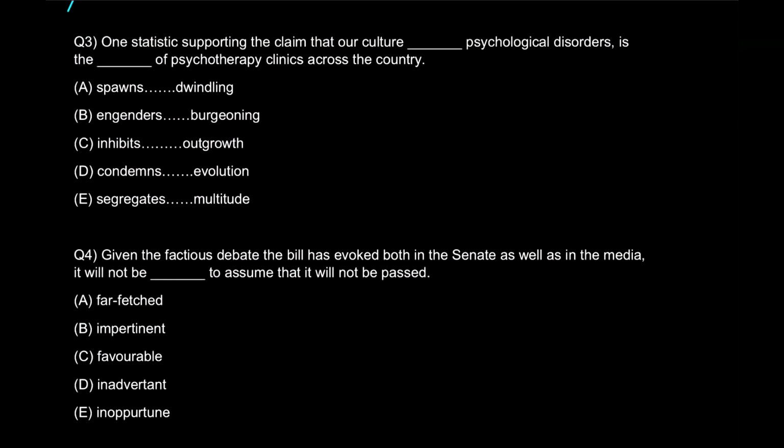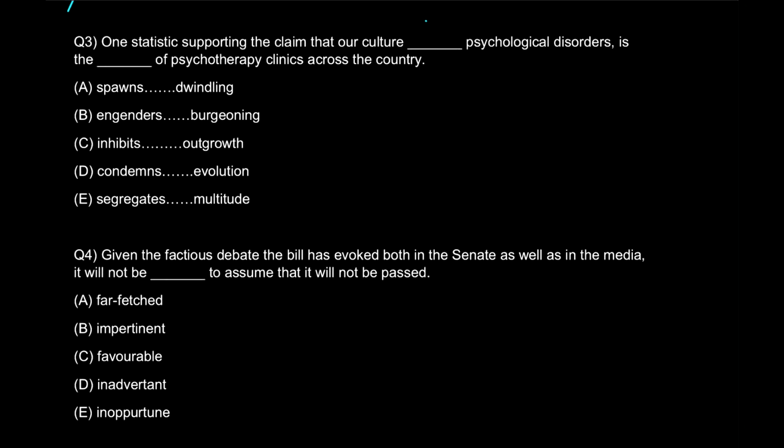This is an example of complementary. Complementary is where one part is supporting or emphasizing the other idea. For here, one statistic supporting the claim that our culture dash psychological disorders is the dash of the psychotherapy clinics across the country.